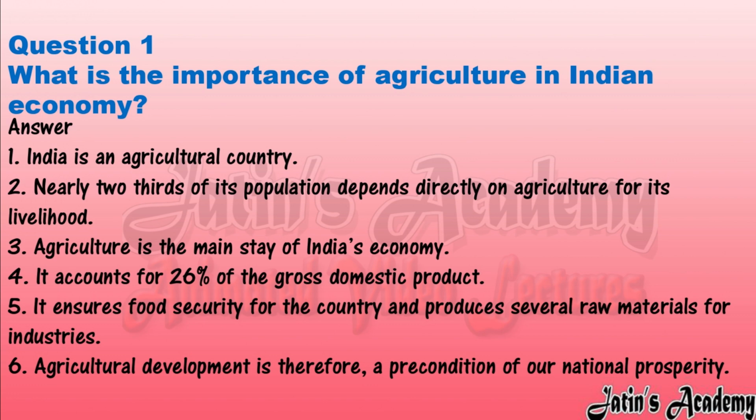Answer: 1. India is an agricultural country. 2. Nearly two-thirds of its population depends directly on agriculture for its livelihood. 3. Agriculture is the mainstay of India's economy. 4. It accounts for 26% of the gross domestic product. 5. It ensures food security for the country and produces several raw materials for industries. 6. Agricultural development is therefore a precondition of our national prosperity.